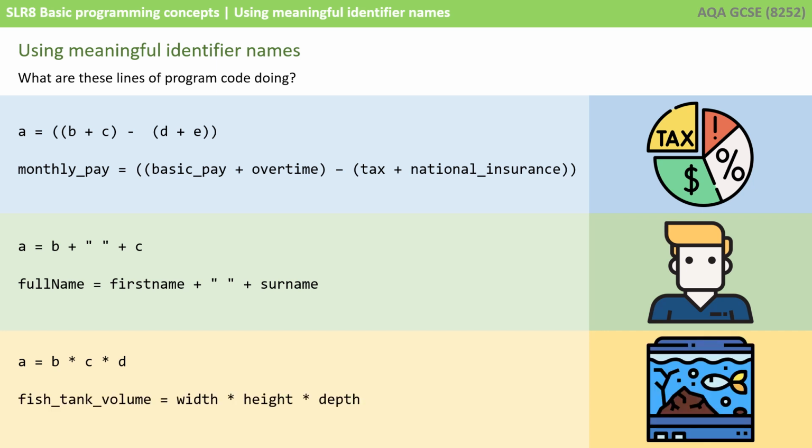The final program suddenly becomes more obvious with its purpose as soon as we add descriptive variable names. Instead of A equals B times C times D, we now have the volume of a fish tank is equal to the width times the height times the depth.